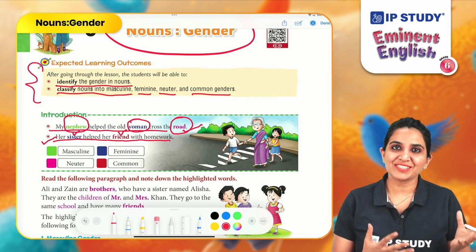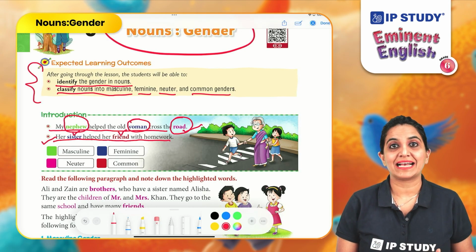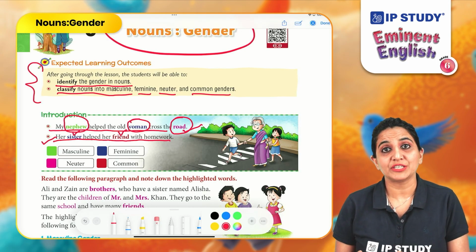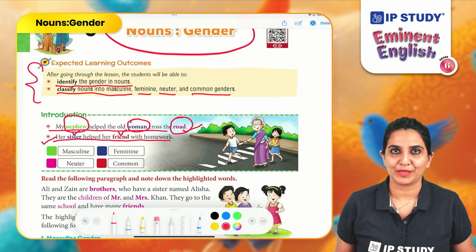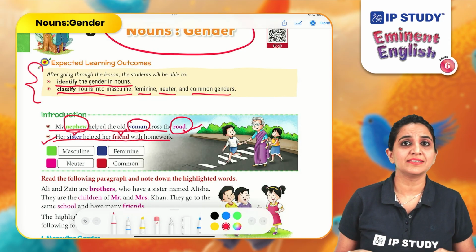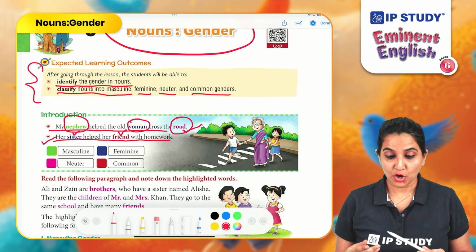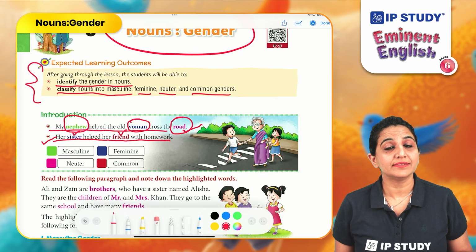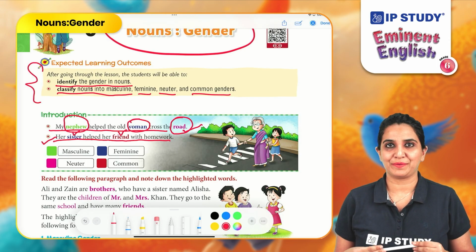Similarly, masculine genders are those which identify as the male group. Feminine genders are those which identify as the female group. Neuter genders are those which are neither male nor female. Common genders are those which belong to either the male group or the female group.